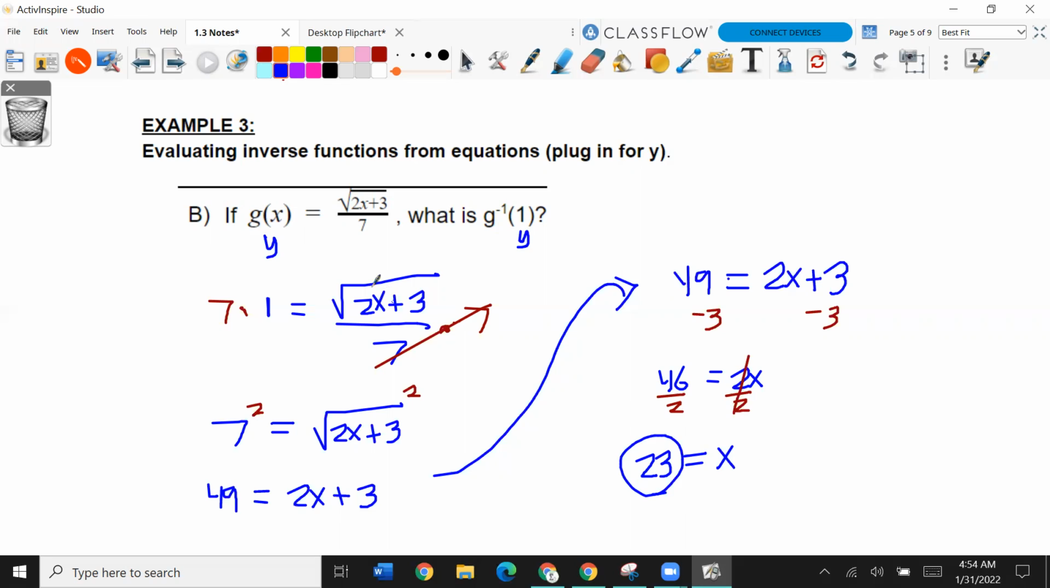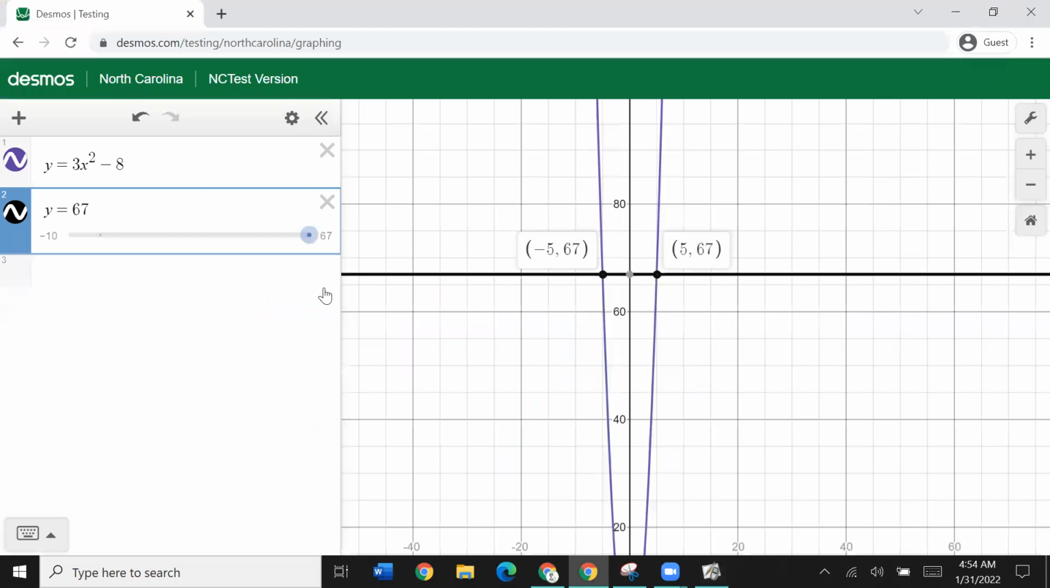So let's take a look. Here I can show you how to graph this. Again, just call it y, don't call it g of x. Square root of 2x plus 3 over 7.